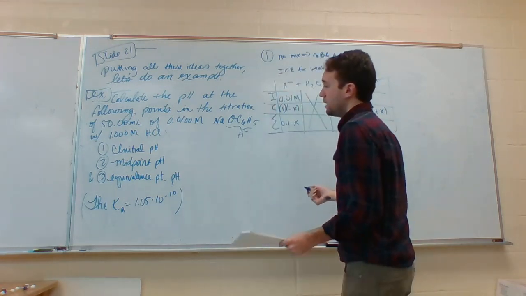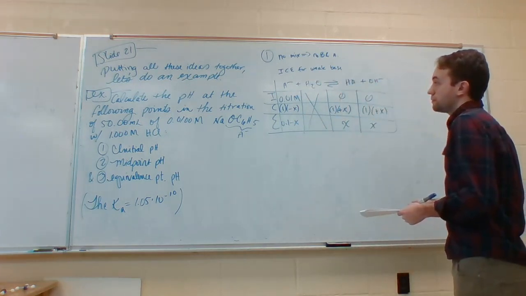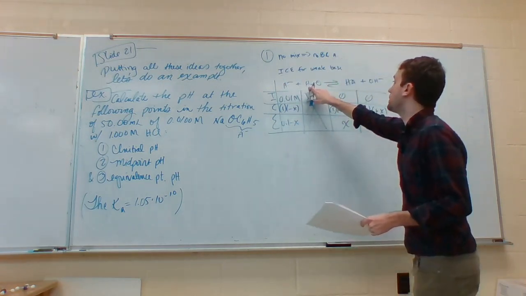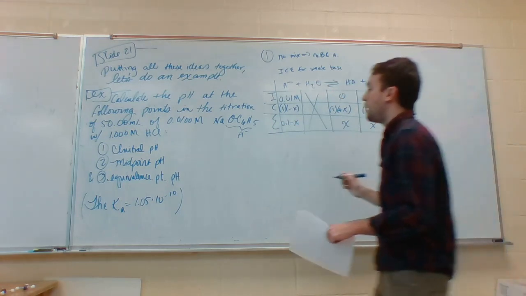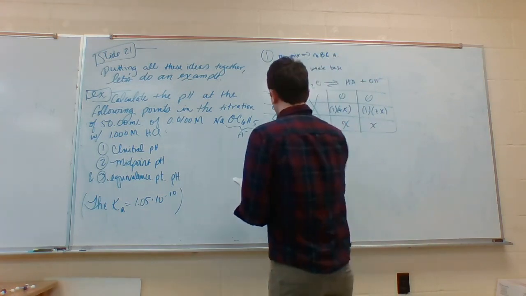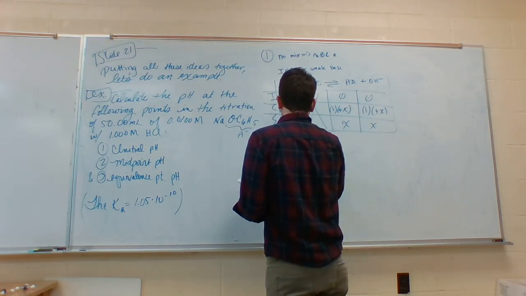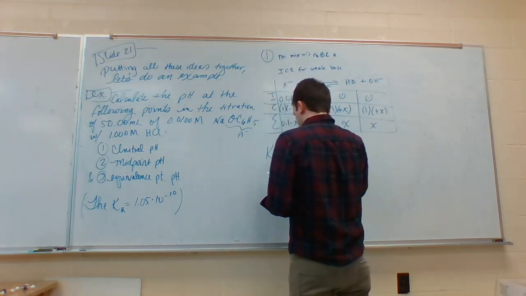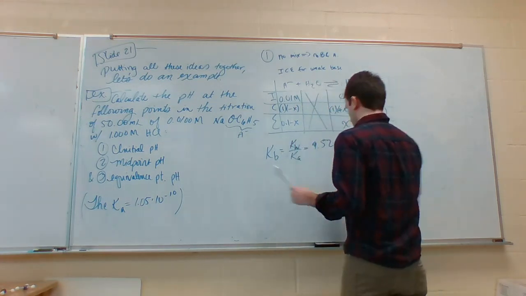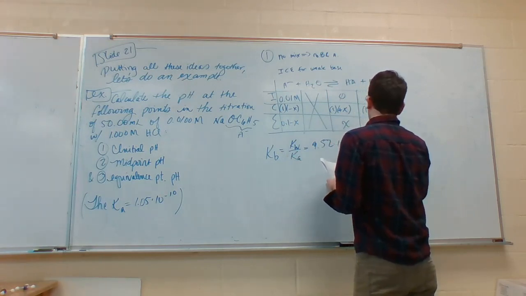All right, now I've given you the Ka for this. Is that what we would use here? The answer is no, because we have a base accepting a proton and becoming an acid. So that means that this would be the Kb. All right, now Kb is going to equal the Kw over Ka, which is going to give us 9.52 times 10 to the negative fifth, which is equal to x squared over 0.01 minus x.